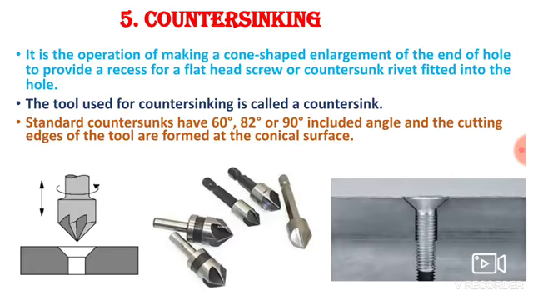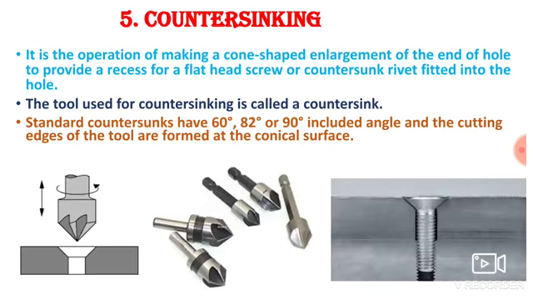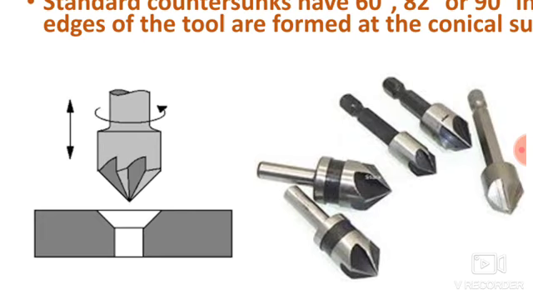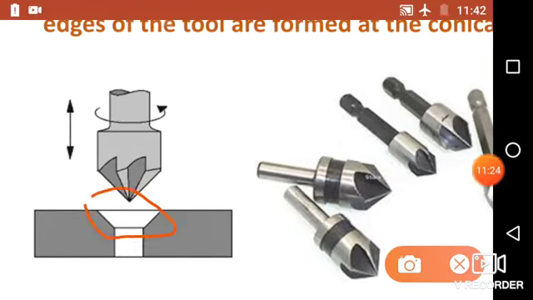Now the next operation is counter sinking. It is an operation of making a cone shaped enlargement at the end of the hole to provide a recess for a flat head screw or countersunk rivet fitted into the hole. Counter boring is performed to accommodate the heads of the bolt, stud and pin. Now this is a counter sinking operation. The difference is we make a conical shape feature at the end of the hole. This conical shape feature is made with the help of the counter sinking operation.